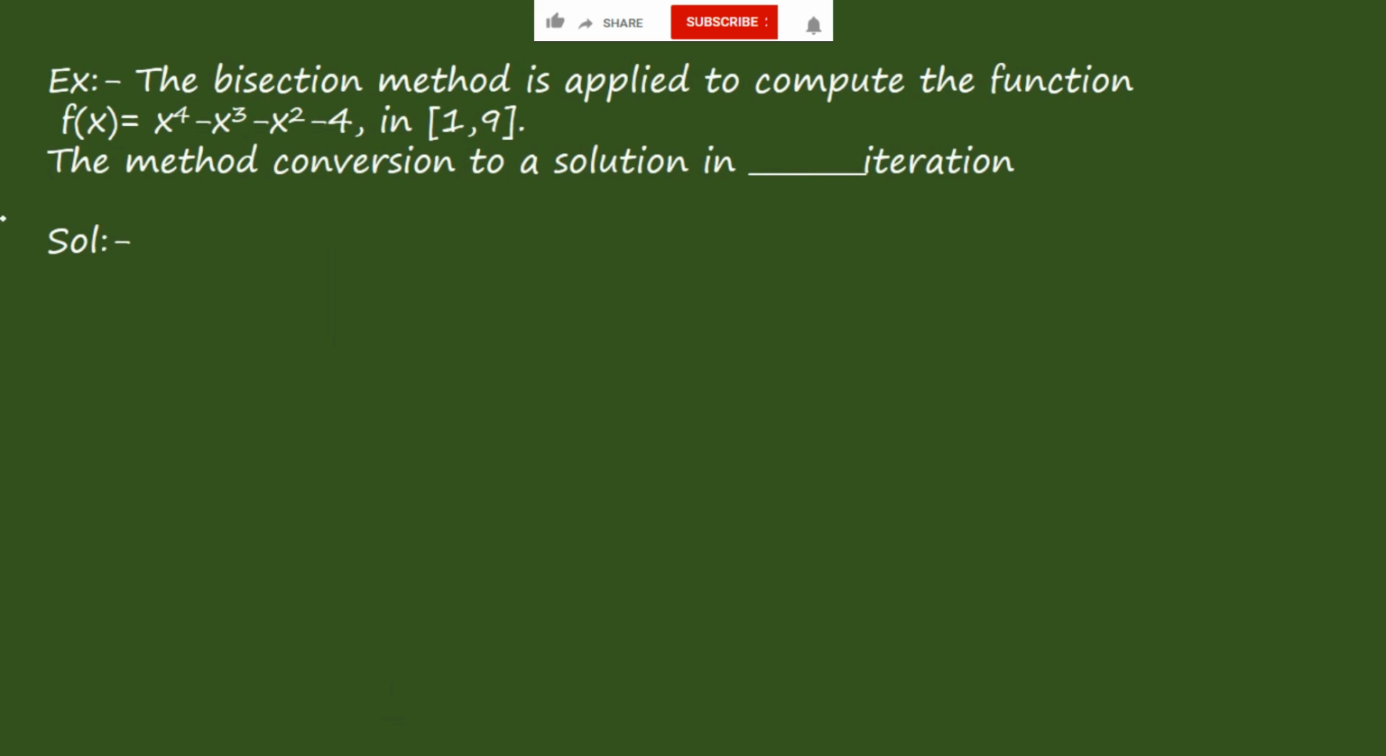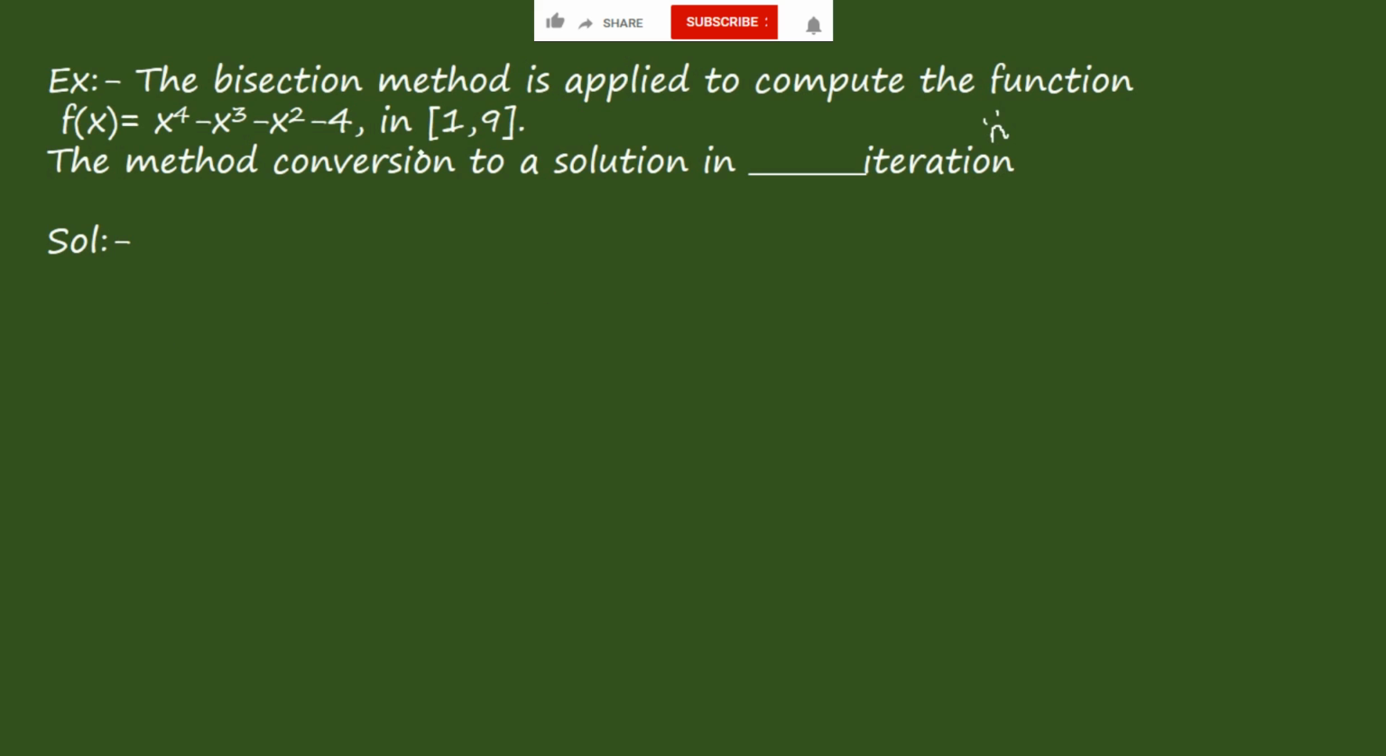The question is: the bisection method is applied to compute a root of the function f(x) = x^4 - x^3 - x^2 - 4 on the interval [1, 9]. The method converges to a solution in n iterations. It's asking how many iterations are required to find the root of the function. We have to find the value of n, simply put.